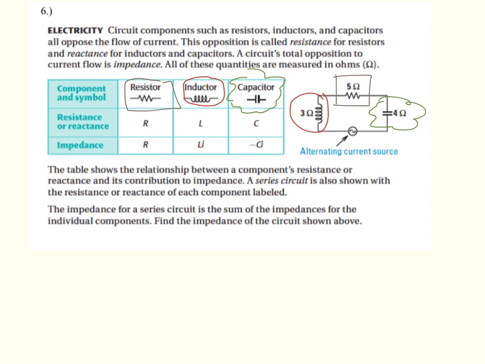So we're going to add up the impedance for each. So for the inductor, it's an imaginary number, so it's 3i. The resistor is a real number. Then the capacitor is a negative imaginary number. So if we combine like terms and write this in complex form, standard form, we get 5 minus i ohms.